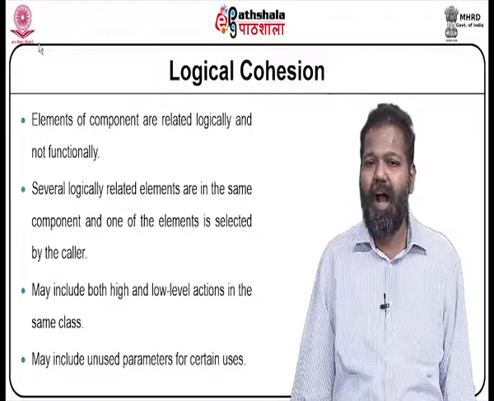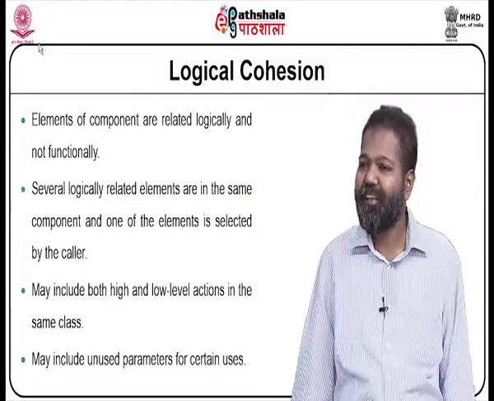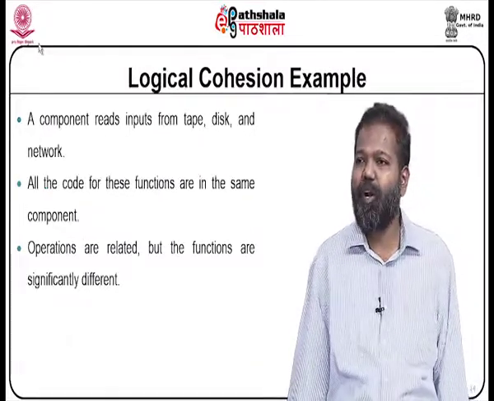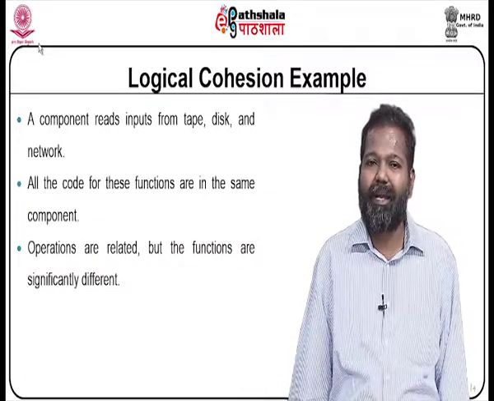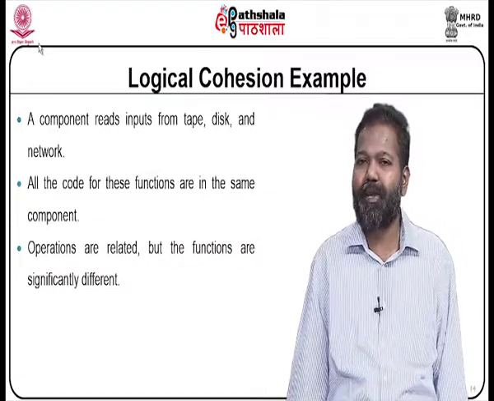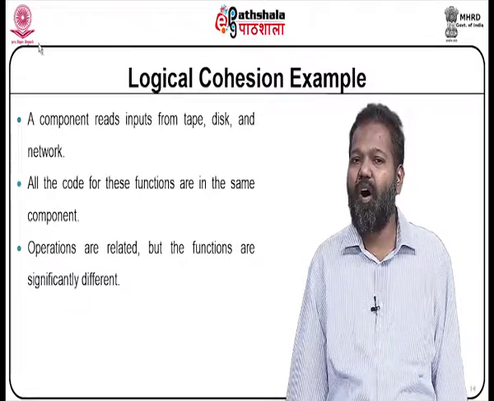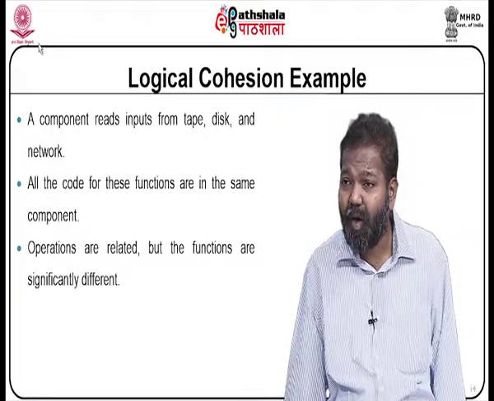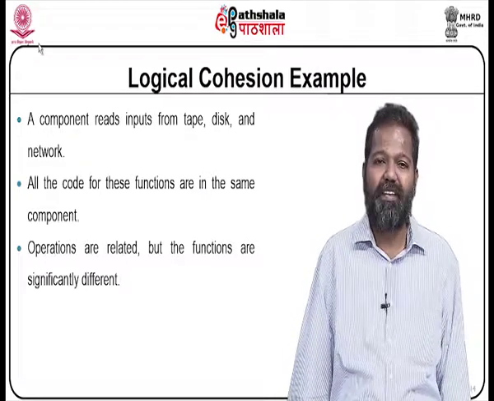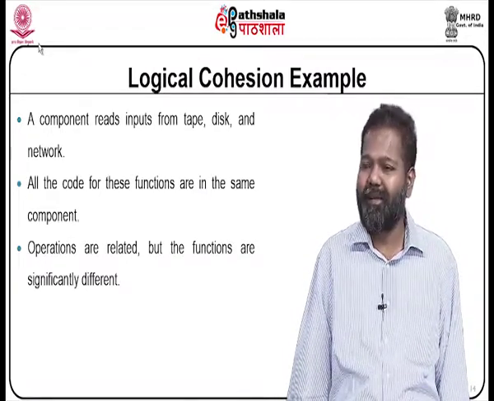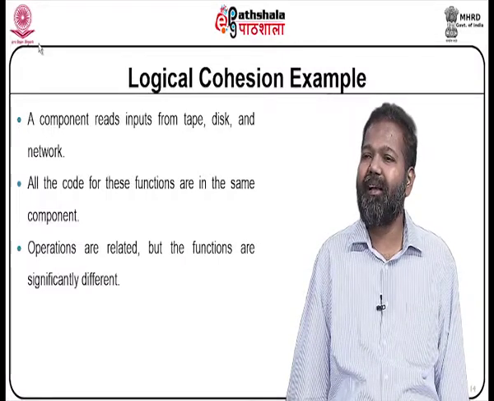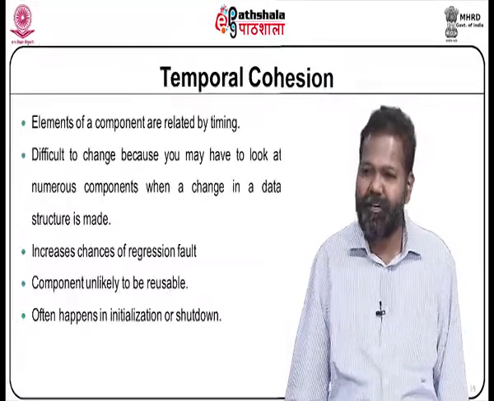May include unused parameters for certain users. Example for logical cohesion: a component reads input from tape, disk, and network. All the code for these functions are in the same component. Operations are related, but the functions are significantly different.